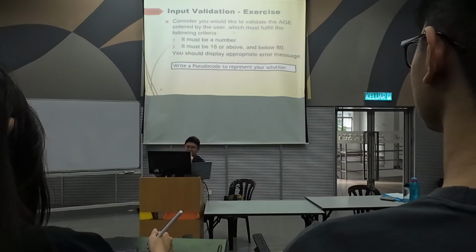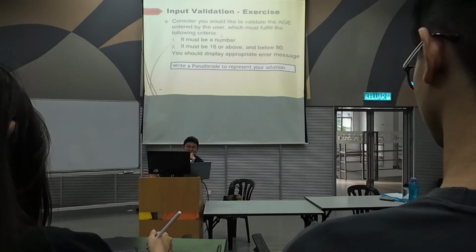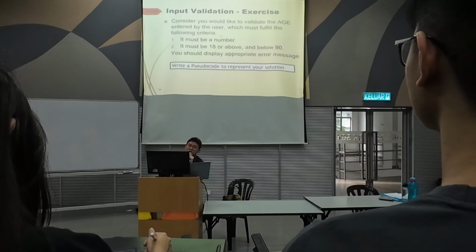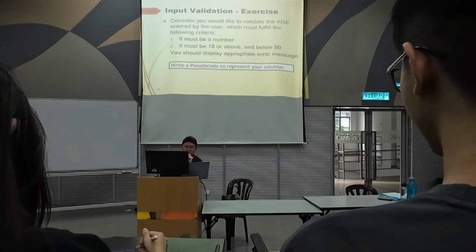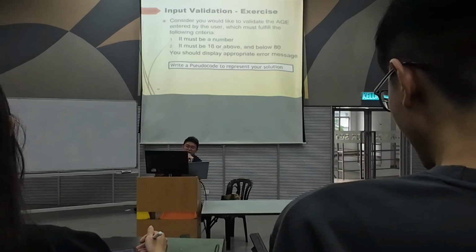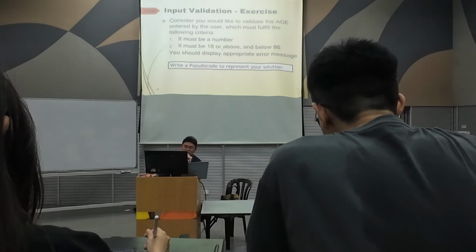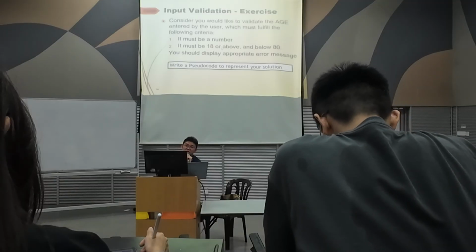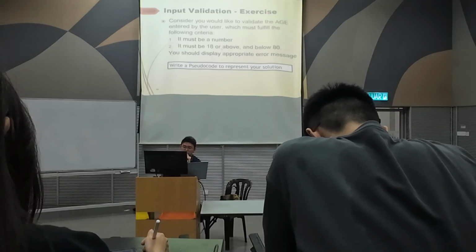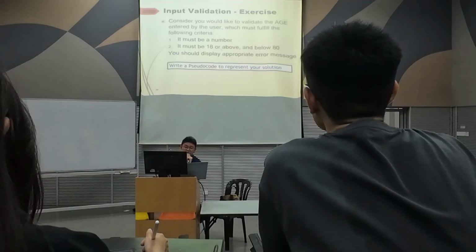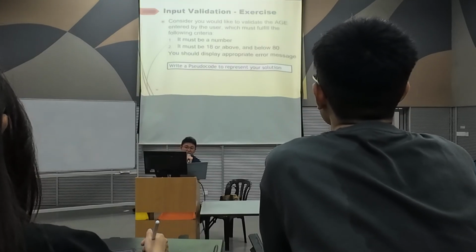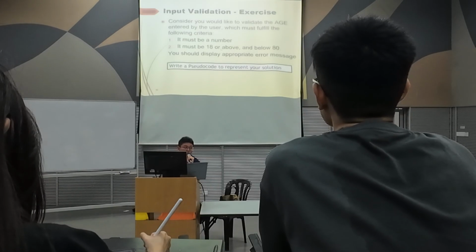If you want to validate the age, some of these criteria maybe you can set by yourself. Let's say it must be a number. It cannot be an alphabet. It must be a number. It must be 18 or above, or it must be below 18. So you should display an appropriate error message if one of these criteria does not meet in the user input.